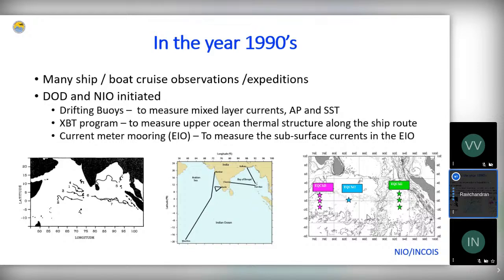Then the current meters, for the importance of equatorial forcing and also to understand the equatorial subsurface currents. NIO has deployed a few moorings, and these moorings measure the currents as well as the temperature and salinity up to the full water column, 4,000 meters or so. This is the first of its kind. It provided in-situ observations from what is called an automatic system for sustained observation purposes.